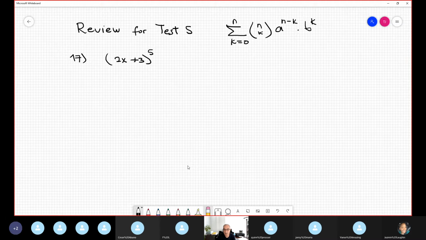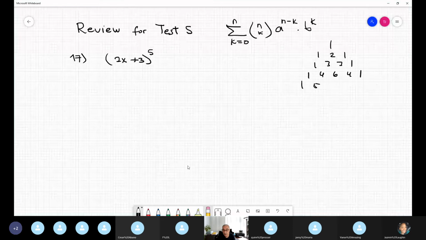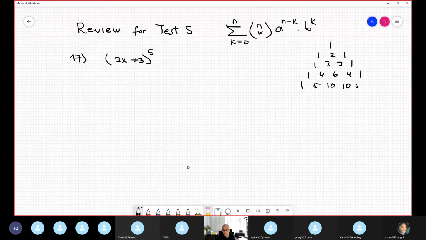And just in case, the Pascal triangle is 1; 1, 1; 1, 2, 1; 1, 3, 3, 1; 1, 4, 6, 4, 1. And we need the fifth power, so one more row is 1, 5, 10, 10, 5, 1. So the coefficients are these in our specific example.